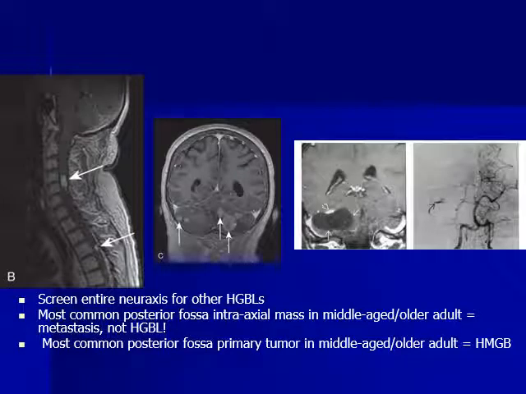Again, as a rule, if you find one hemangioblastoma, you should screen the rest of the neuroaxis for others. And sometimes they may do conventional angiography or DSA to detect tiny enhancing nodules that are not yet visible by MRI.